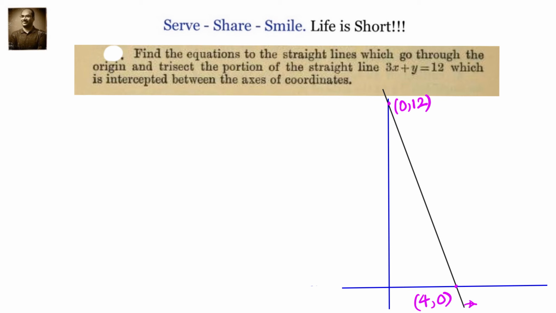Now we have to identify the points which are dividing this line segment between the intercepts into three equal parts. We need to find out those points. Then we need the lines which are passing through those points and also through the origin.